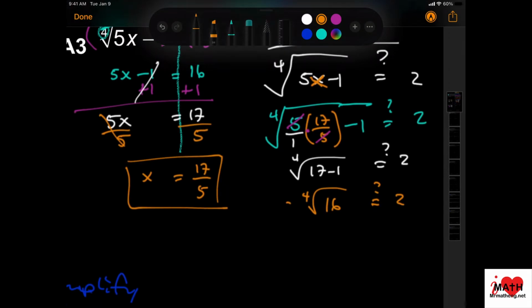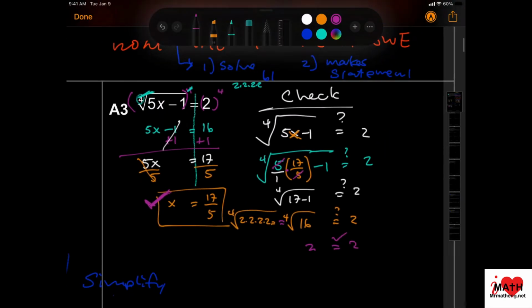And that would be 2 times 2 times 2 times 2. So the 4th root of 16 is going to be 2. And so 2 is equal to 2, which means that x equals 17 over 5 is a solution for A3. Let's move on to A4.